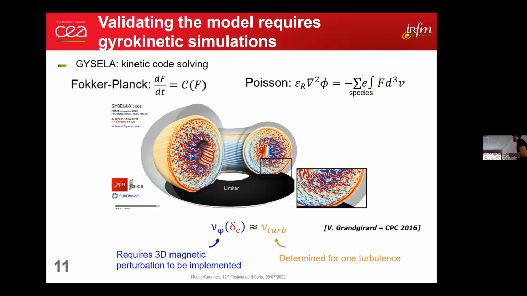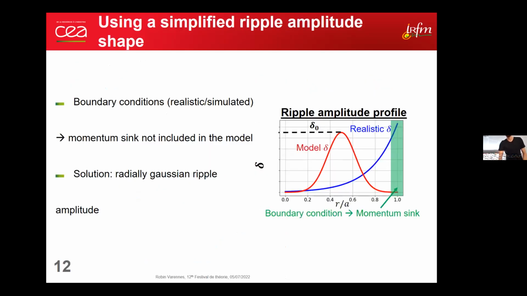So here it's supposed to be cold, so it's not high, it's cold. And for this, we require some kind of 3D magnetic perturbation to be implemented. So this value is finite. So this is what we did. So we implemented the ripple inside Gisela. And then we made some assumption to be in accordance with the model. So what you can see here on the right is the radial profile of the ripple amplitude that we used, which is drawn in red.